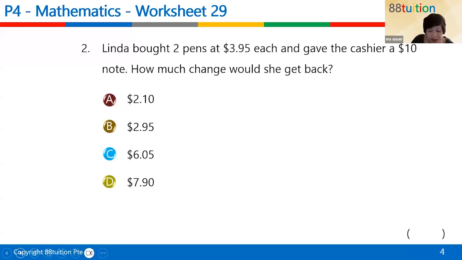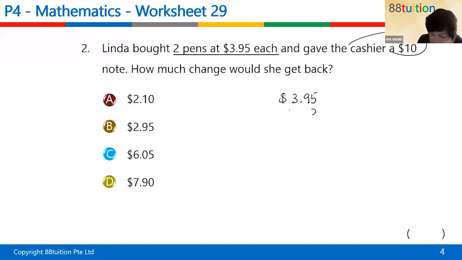Linda bought 2 pens at $3.95 each. She gave the cashier a $10. So you have to use 3.95 to multiply by 2. So you should be able to do the multiplication and get $7.90. However, you need to use a $10 to minus 7.90.